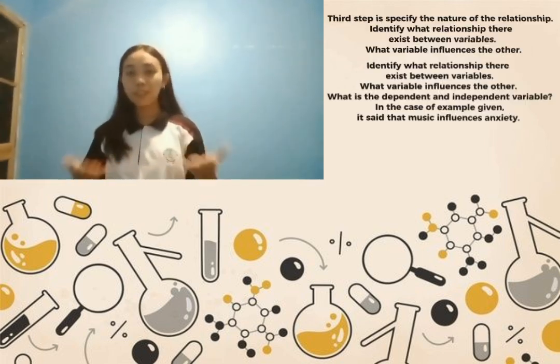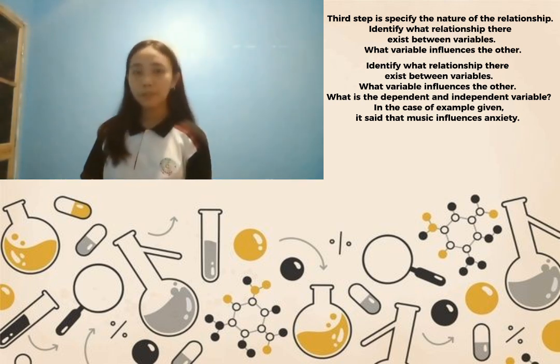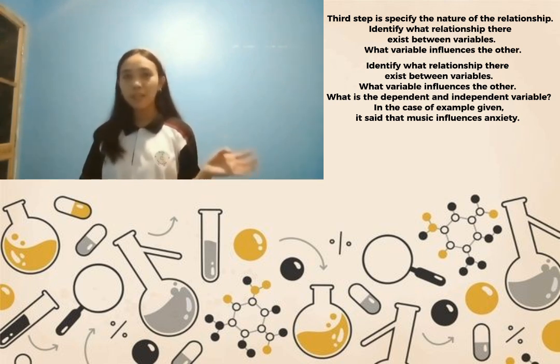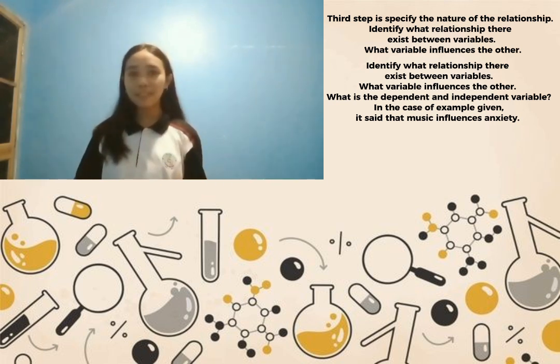The third step is to specify the nature of the relationship. Identify what relationship exists between the variables. Which variable influences the other? What is the dependent and independent variable? In the example given, music influences anxiety. If music plays a key role in reducing anxiety, then music is the independent variable, while anxiety is the dependent variable.